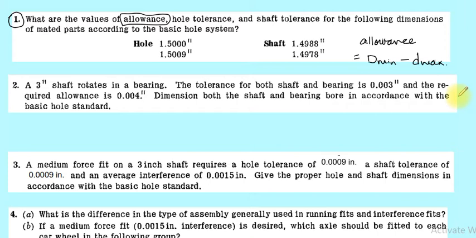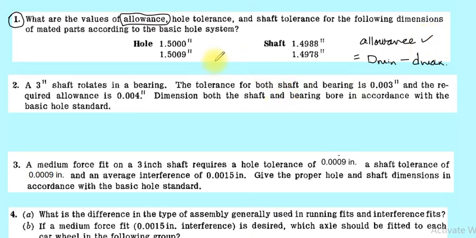So when we make the hole at its smaller limit and we make the shaft at its largest limit, whatever is the difference between these two, it can be a positive value, that would be clearance. It could be a negative value, which would be interference. So that is in general called allowance.